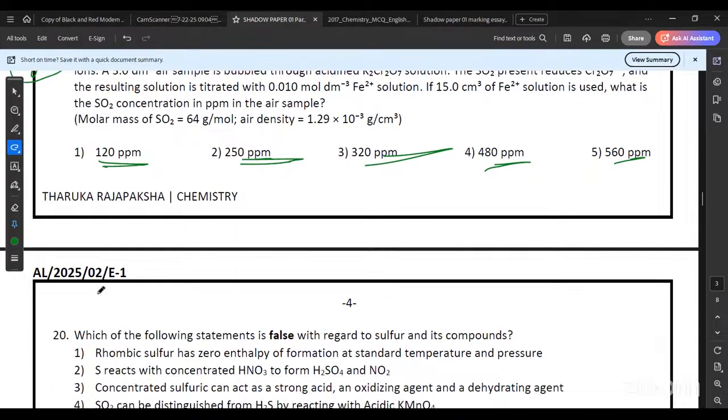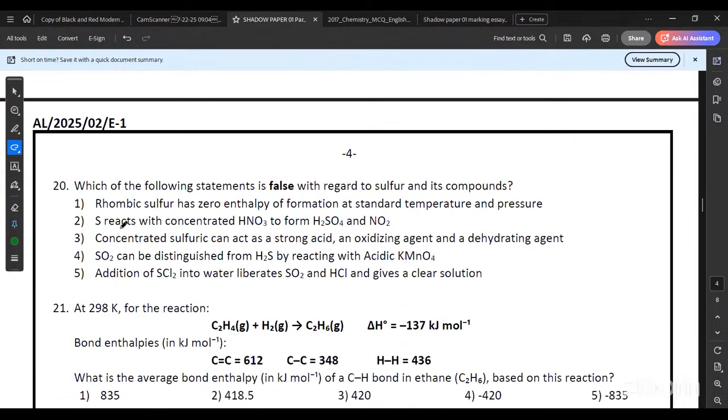So that's all. Right, this one, the 20th one. Which of the following is false? As soon as you see the fifth statement, people: addition of SOCl2 into water liberates SO2 and HCl. This is wrong. Doesn't liberate HCl.